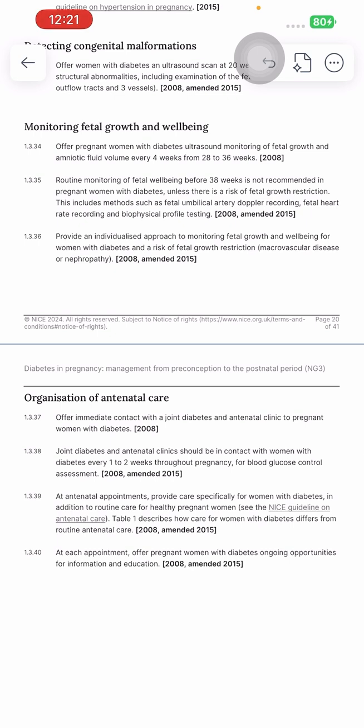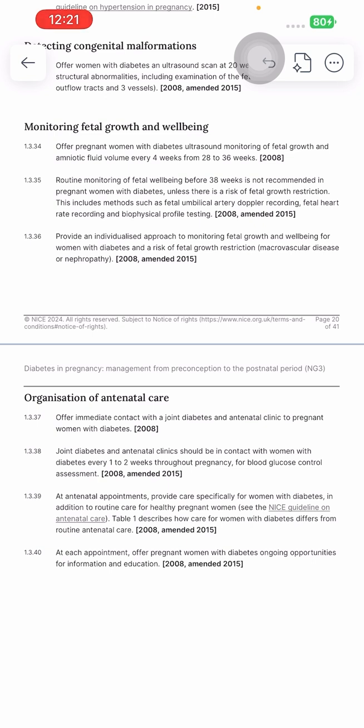Then, monitoring fetal growth and well-being. Offer women with diabetes ultrasound monitoring of fetal growth and amniotic fluid volume every 4 weeks from 28 to 36 weeks. Routine monitoring of fetal well-being before 38 weeks is not recommended in pregnant women with diabetes unless there is a risk of fetal growth restriction. This includes methods such as fetal umbilical artery Doppler, fetal heart rate, and biophysical profile. So you will not routinely advise umbilical artery Doppler unless you are suspecting intrauterine growth restriction.